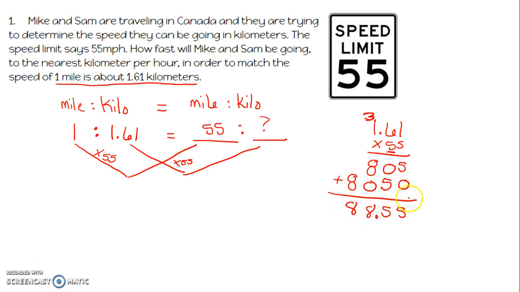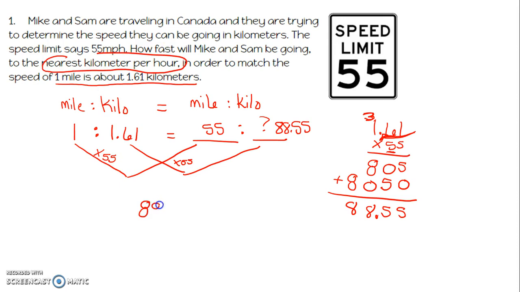Well, my answer is 88.55. And I can see I go over 2 decimal places here. So in my final answer, I went over 2 decimal places. So this answer would be 88.55 kilometers per hour. They want you to round to the nearest kilometer per hour.